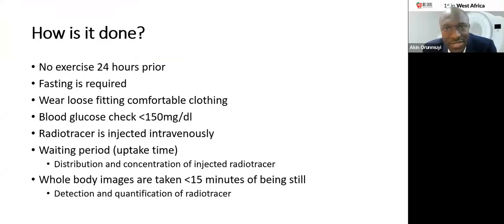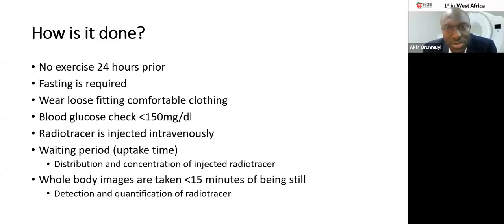The preparation for the scan itself is straightforward. We need the patient to be fasted for 4 to 6 hours before the scan. We also need the patients not to be involved in any rigorous exercise. Even something as minute as long walks should be discouraged before the scan. We also tell the patients to wear loose-fitting or comfortable clothing. In fact, in some places, they will ask the patients to change into hospital clothing.